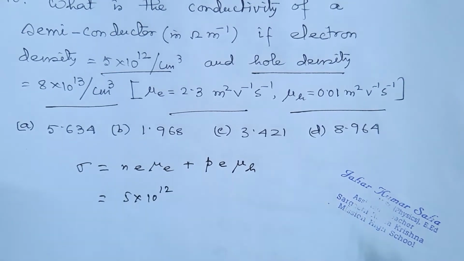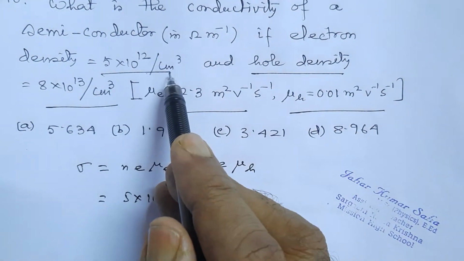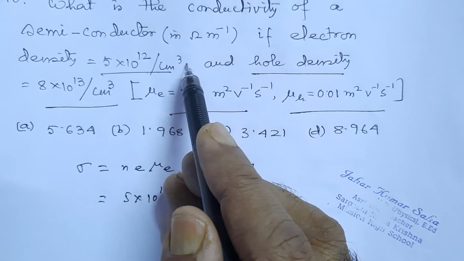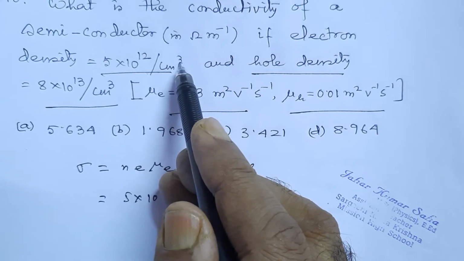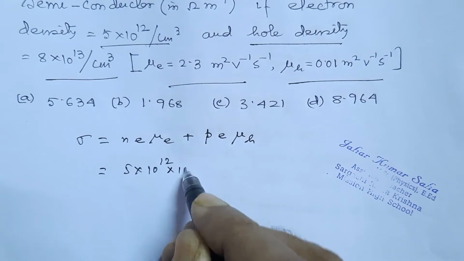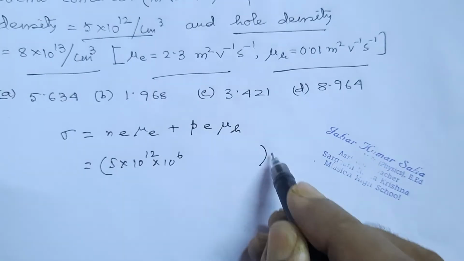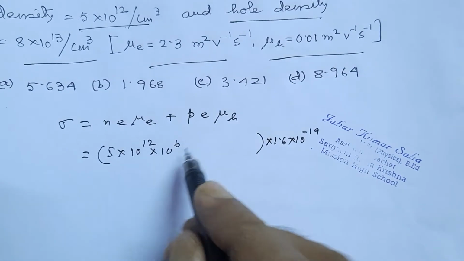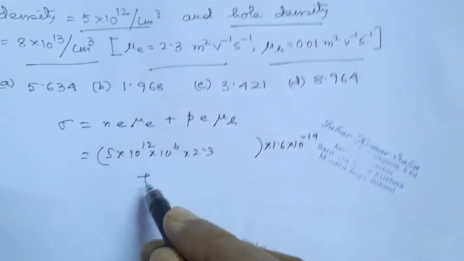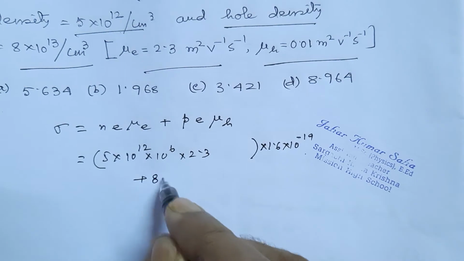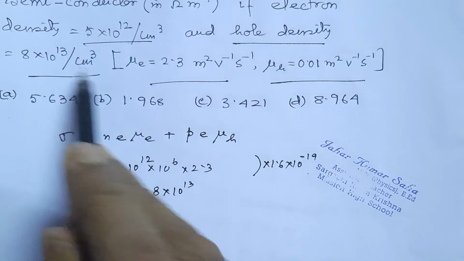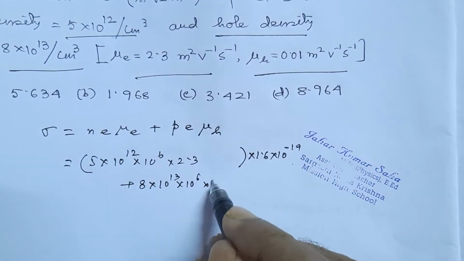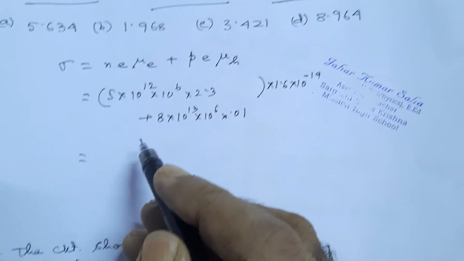per centimeter cube. 1 centimeter cube equals 10 to the minus 6 meter cube. So we will get another 10 to the power 6 there. So into 10 to the power 6, electronic charge, ultimately we will put it there, 1.6 into 10 to the power minus 19 coulomb, into mu E, which is 2.3, plus P, hole density, 8 into 10 to the power 13. Similarly, it is also per centimeter cube. In per meter cube, it is 10 to the power 6, into mu H, which is 0.01.